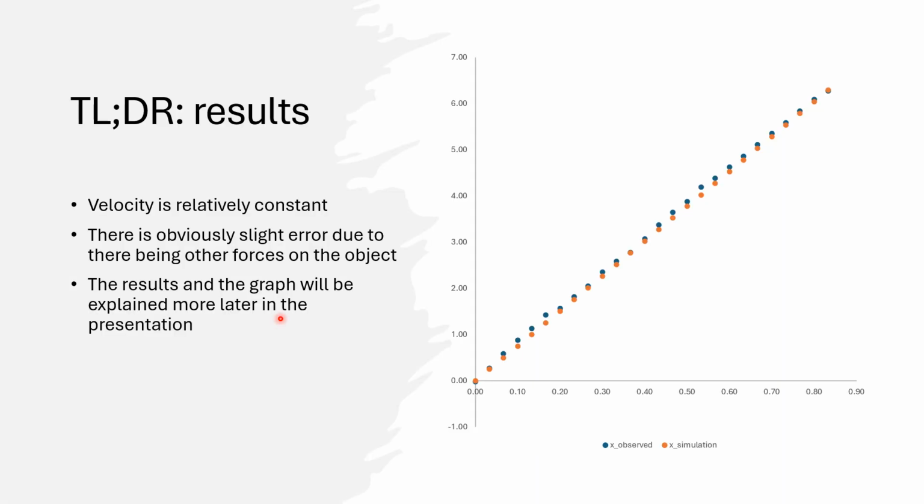All right, so a basic rundown of the results. The velocity seems to be relatively constant. As per the graph, the orange dots are the simulated velocity from the GlowScript code, and the blue dots are the actual data from the marker rolling across the table. The results and the graph will be explained more later in the presentation, but right now it's important to know that the data is relatively close to the expected values.